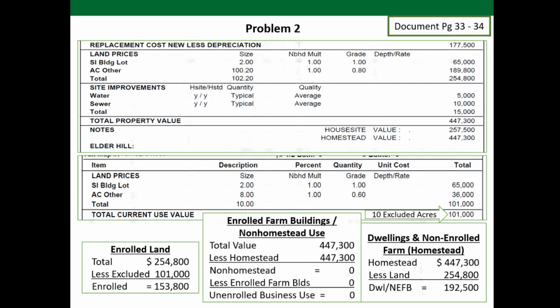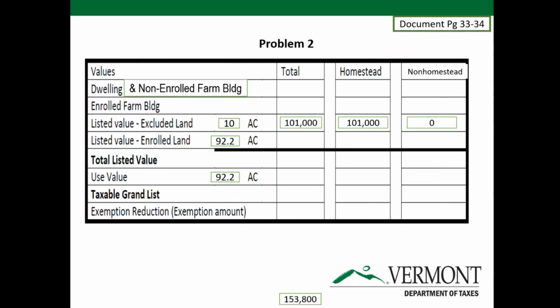Okay, so I'm going to go ahead and put that 153,800 into my grid. So I'm going to put it under enrolled land, on the total, and on the homestead. And then I can either put a little cross out or a 0 in my non-homestead column. Because again, if a homestead's declared, all land is homestead, which is the case in this example.